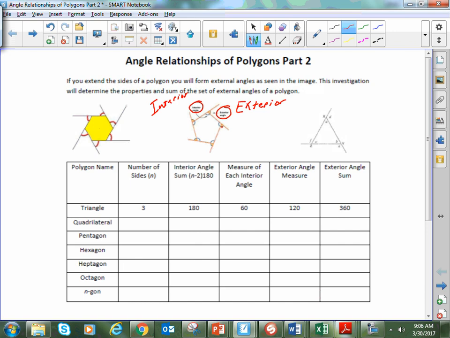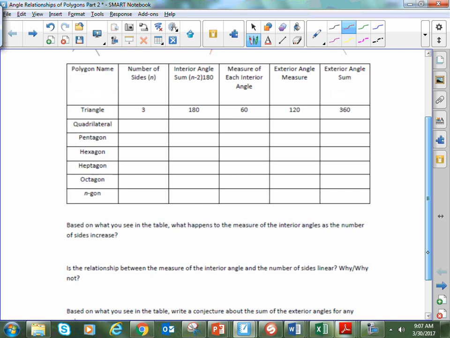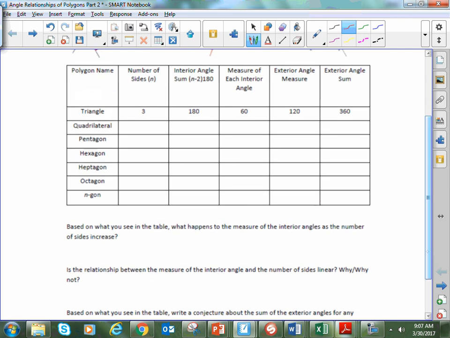Make a note of how the exterior angles are constructed. All of the lines that extend from the polygon all extend in the same direction, creating kind of like that pinwheel shape there. So however I go for one, I'm going to follow that same pattern all the way around the polygon.